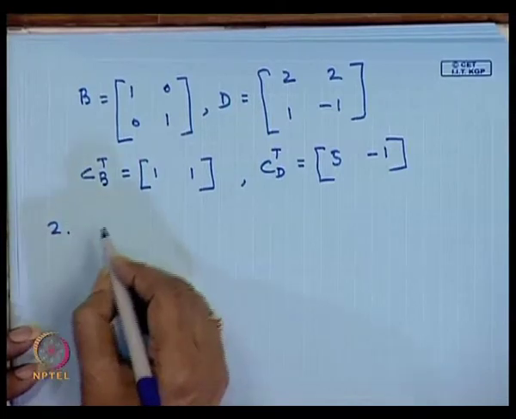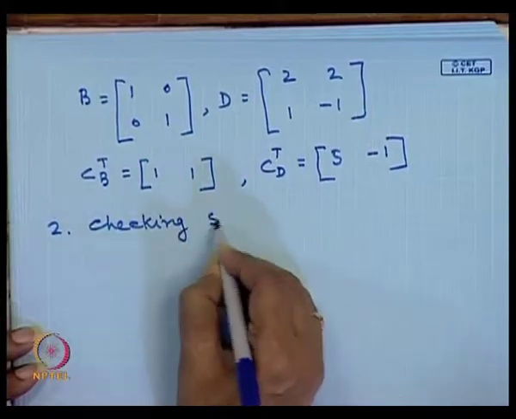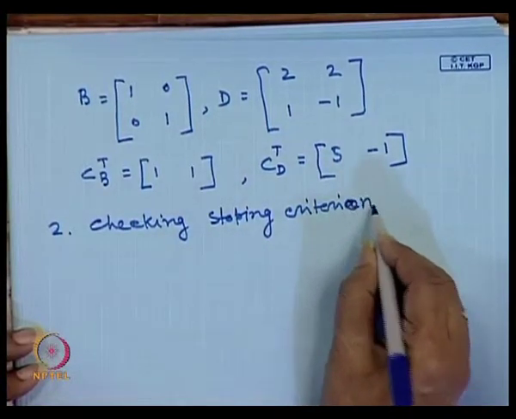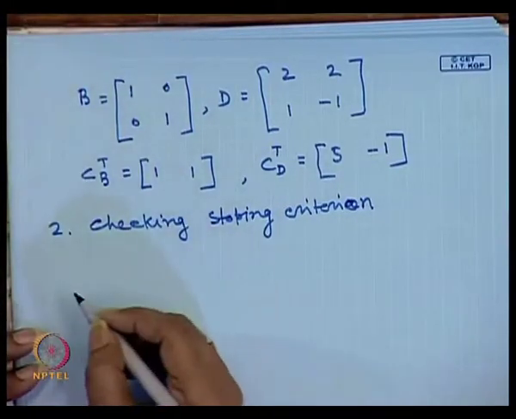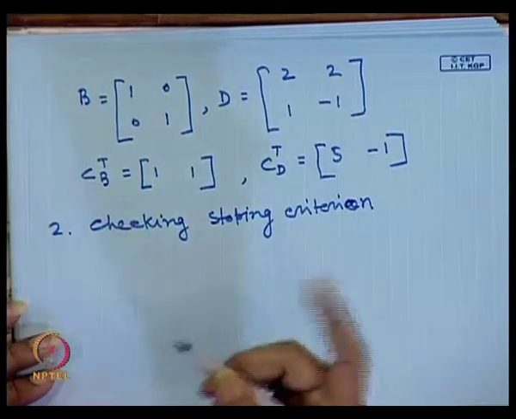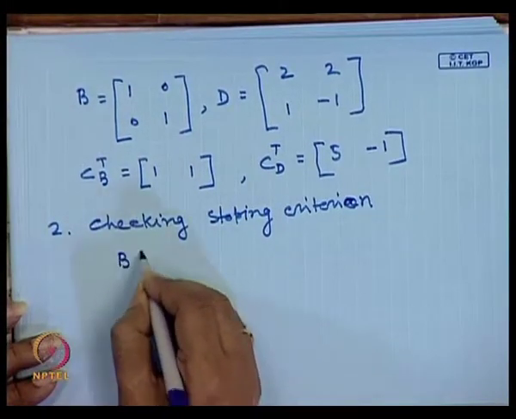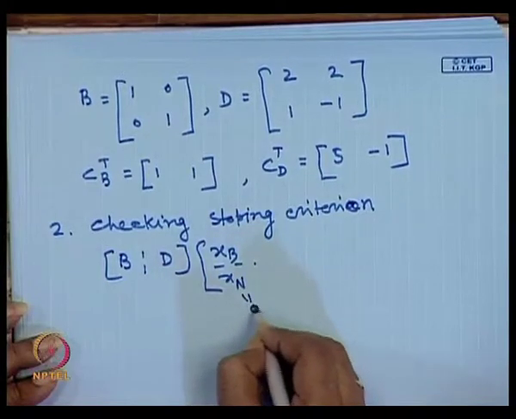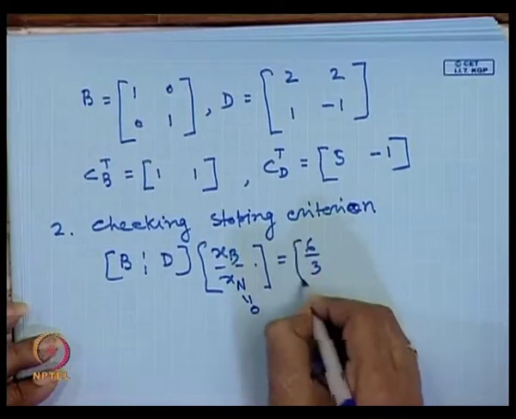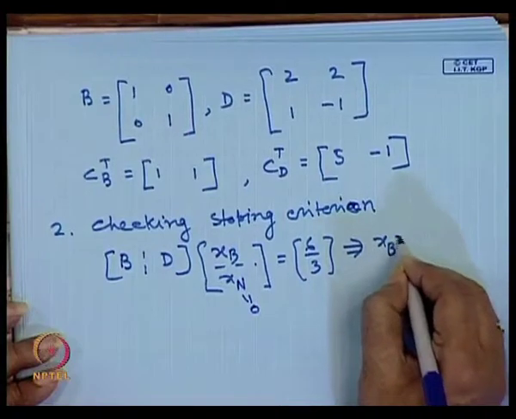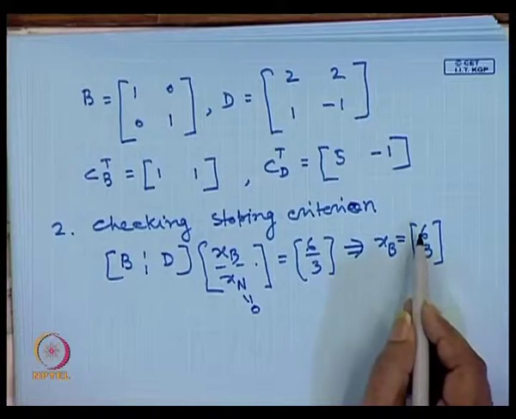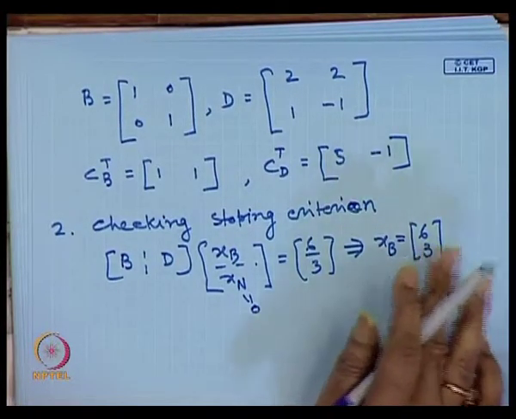Now, the second step is checking the stopping criteria. What is the stopping criteria? How to check it? You have to find out R D transpose, the row vector. This is the stopping criterion. So, let us say B, D multiplied by x b and x n. The non-basic variables we have considered 0, equal to 6 3. So, our basic variable solution is x b equal to 6 3. If you get any component of x b negative, this indicates that the solution is not feasible, because our problem was x greater than or equal to 0.